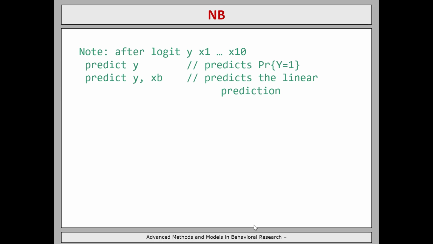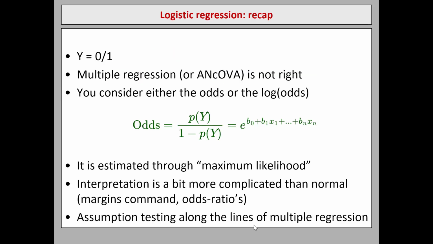And if you type the xb option behind it, then you get the number on the horizontal axis that corresponds to that predicted probability. So we had that flat S: minus infinity over there, predicted probability close to 0; plus infinity over there, predicted probability close to 1; 0 over here, predicted probability 0.5. If you type predict y, you get the probabilities. If you type predict y, xb, you get that number on the x-axis, if for one reason or another you need to have it.